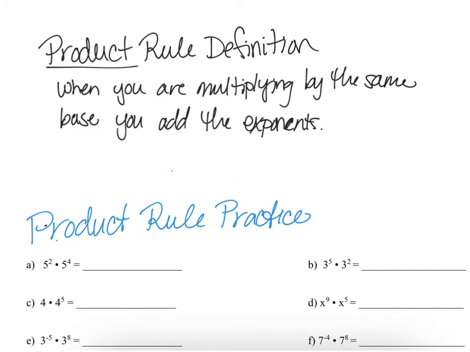So now we're going to look at some practice, okay? So here, 5 squared times 5 to the 4th. You would do 5 to the 2 plus 4. Those are the same base. You're just going to add the exponents. So that's going to be 5 to the 6th power.